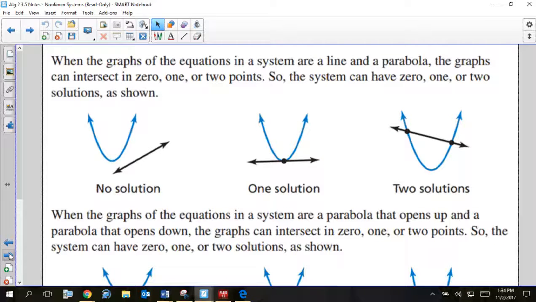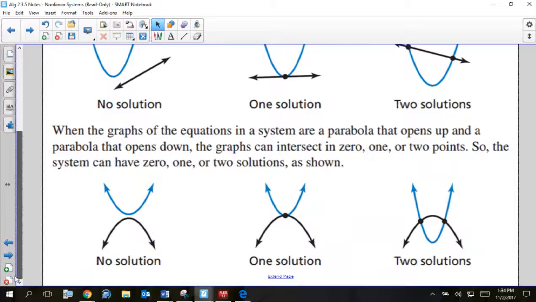Then there are different solution choices. If we have a quadratic and a line, you could have no solution. It wouldn't cross. You could have one solution. You could have two solutions. If you had two parabolas, you could have no solution. You could have one solution. You could have two solutions. Okay?